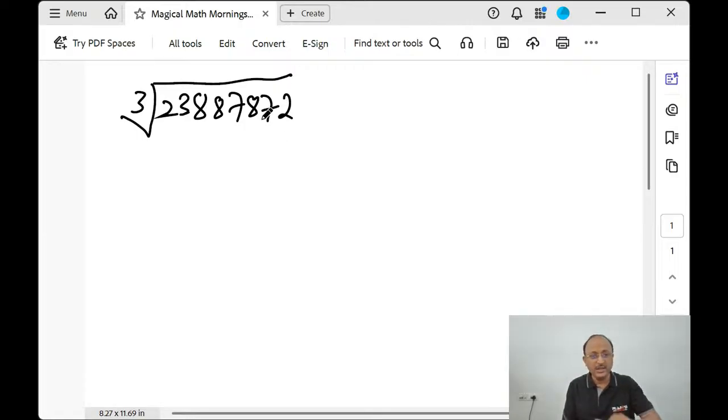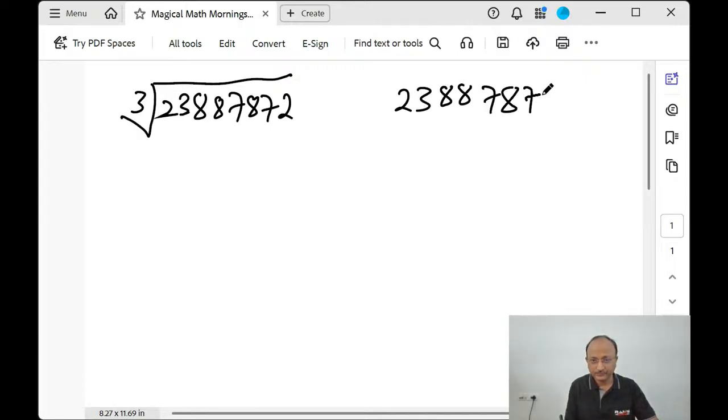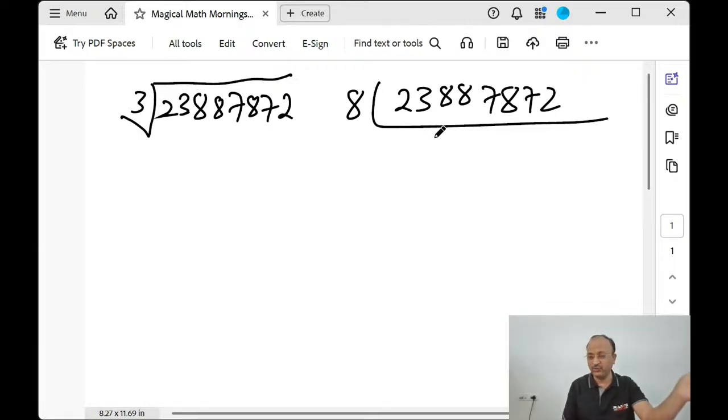In such cases, first we divide this number by 8. One group of 8 I am taking out, which means 2 I can remove outside. 8 twos are 16, 7 is left, 78. 8 nines are 72, 68. 8 eights are 64. 4 and 7, 8 fives are 40, 78, 8 nines are 72, correct? 8 eights are 64 and 8 fours are 32.